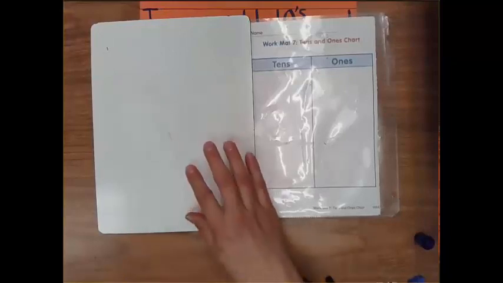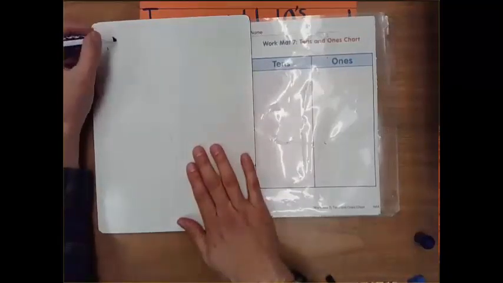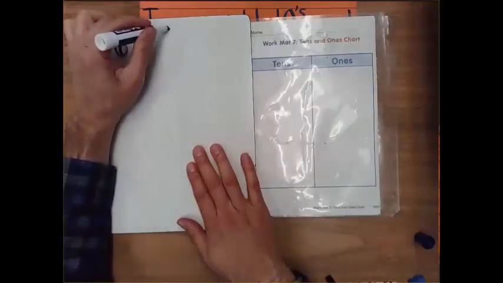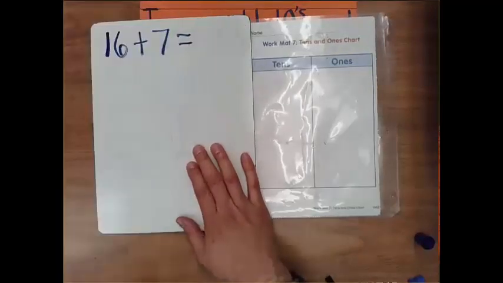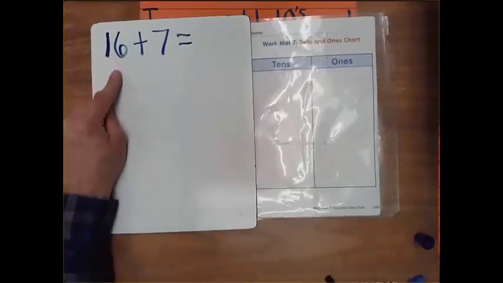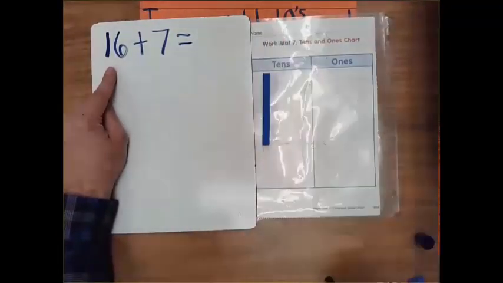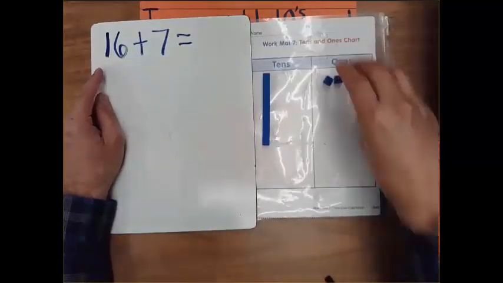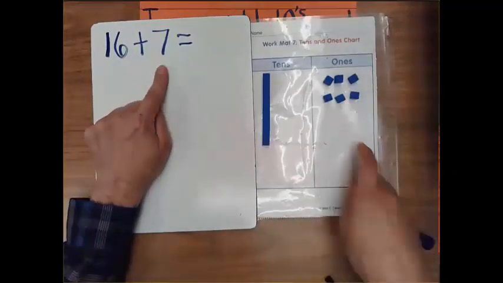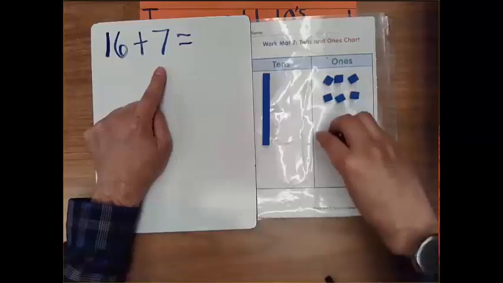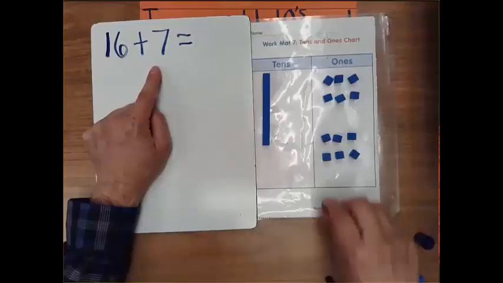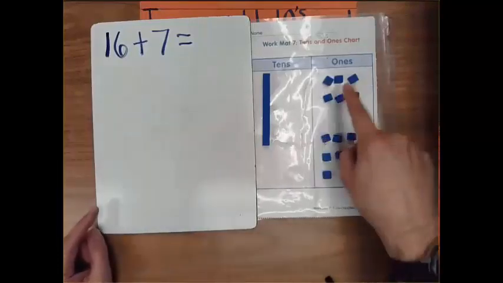So let's try another one. How about if we say 16 plus 7. Well, let's see. I'm going to look at this number and put some 10s and 1s in there. So I know 16 has 1 10, and it has 6 1s. Now 7, that means that's 7 1s. So I'm going to put that right down here. 7 1s. So I have a lot of 1s right there.